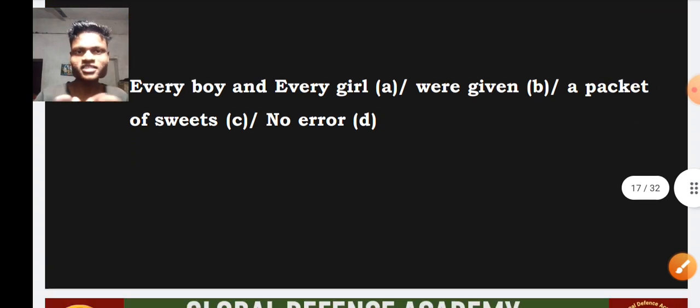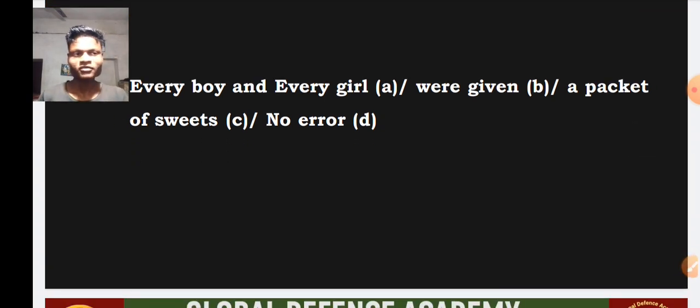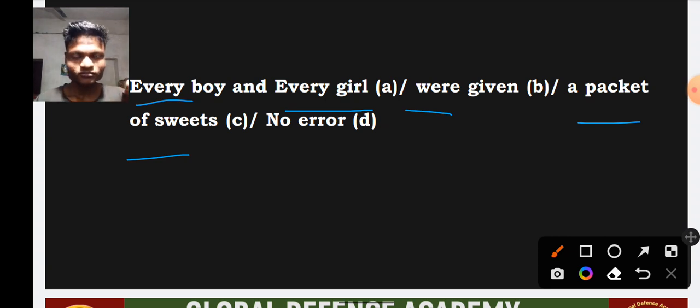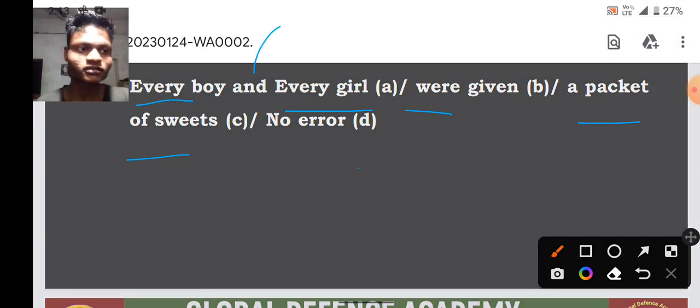And here is an example. First of all, you have to read it yourself. Every boy and every girl were given a packet of sweets. It can seem true if you don't know the concept which I have told you. The two nouns, boy and girl, are connected by and. Okay.